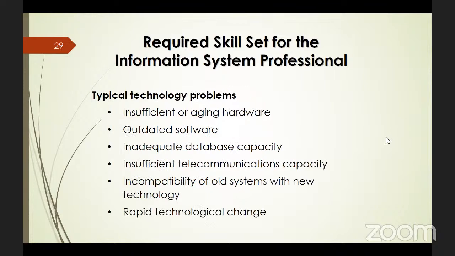The kind of technical problems include problems with hardware, problems with software, the database not having enough storage, problems with the network, incompatibility of old systems and new systems, the middleware to have the data go between the old and the new systems not being proper, and technology is changing rapidly.